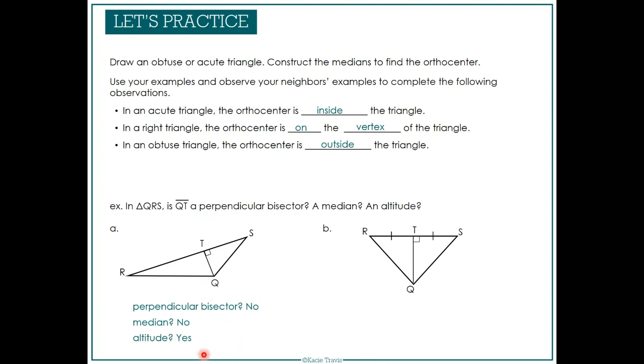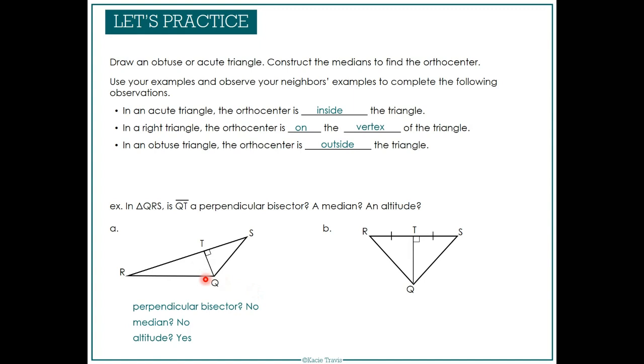So these lines can be more than one of these at the same time, but it has to fulfill all the other parts that we have there. If QT was a median, this would need to be the midpoint of this side. And if this were the midpoint, this would also mean that this could also be considered a perpendicular bisector. It's not always going to work, but it's important for us to know if it fulfills more than one of these criteria, it could be more than one of these types of lines.